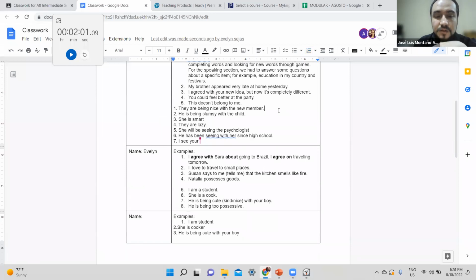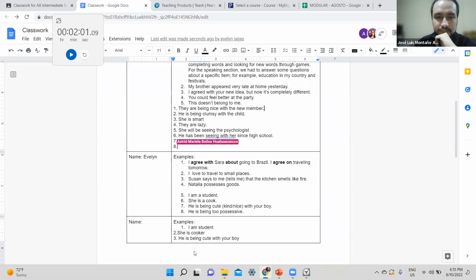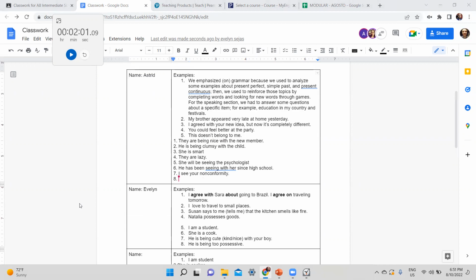All right, so let's read your examples, please, Astrid. Okay, teacher. She will be seeing the psychologist. He has been seeing with her since high school. I see your nonconformity. The other would be: I see dogs at the street.